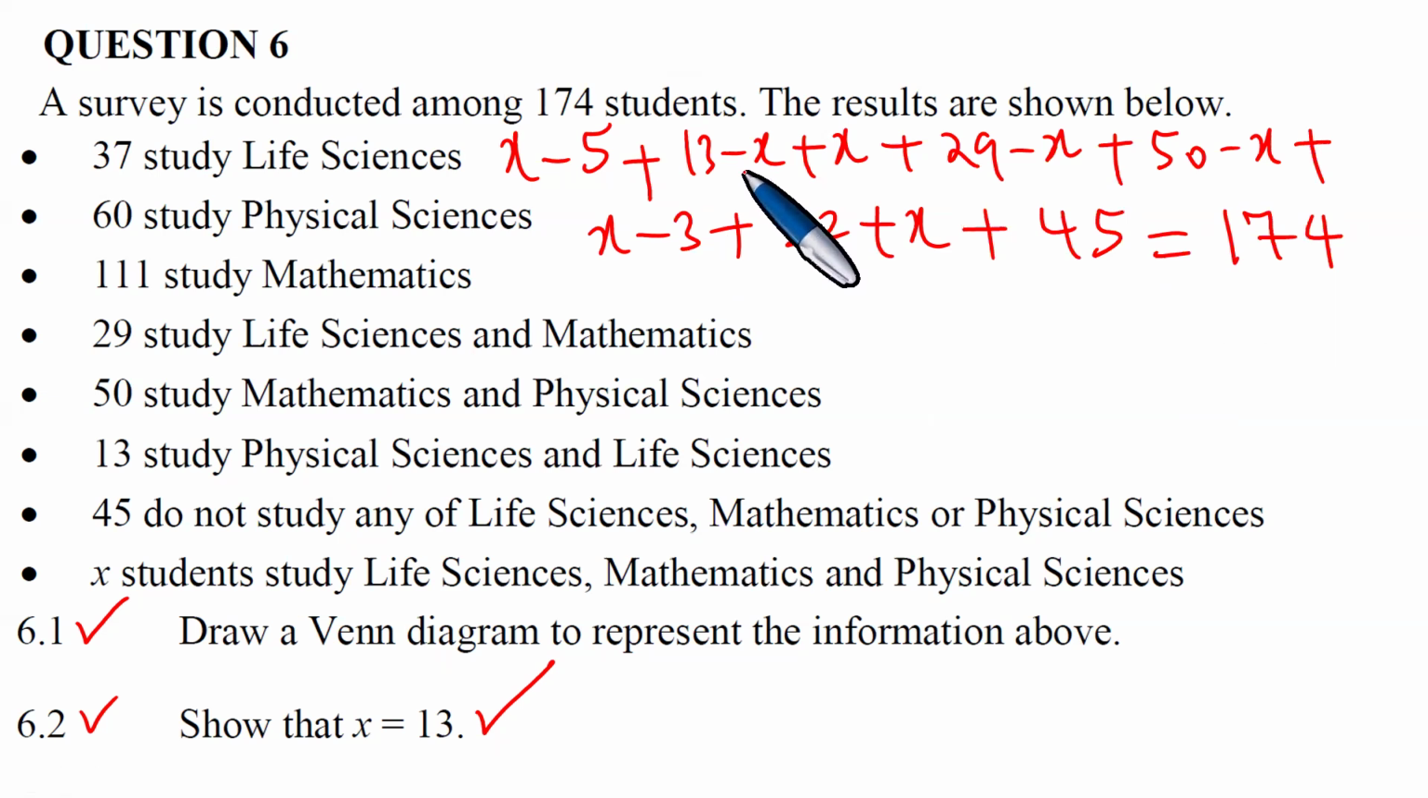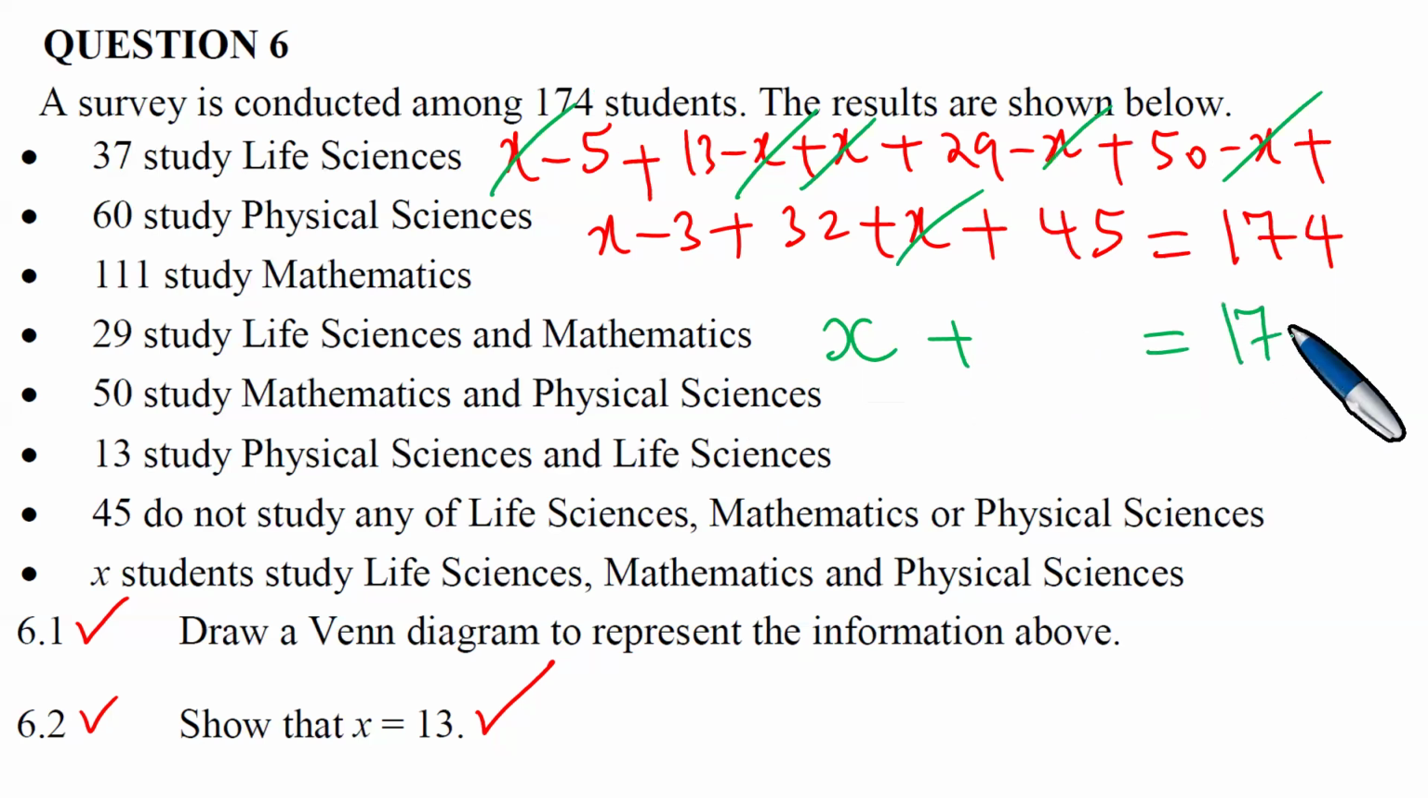We are most certainly doing very well here. If you add everything, what do you achieve? Let us do some cancellations here. So what are we left with? We're left with only one x, a single x term. Then we shall add everything, and it is 174.